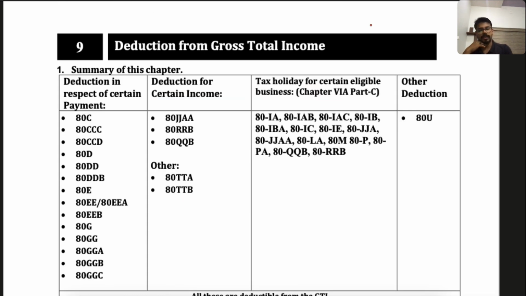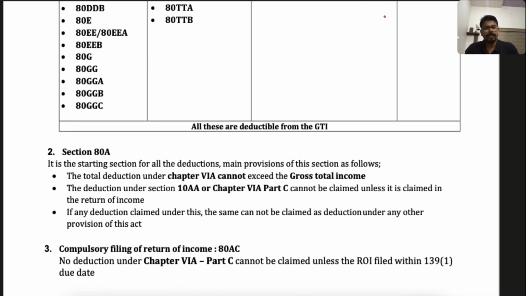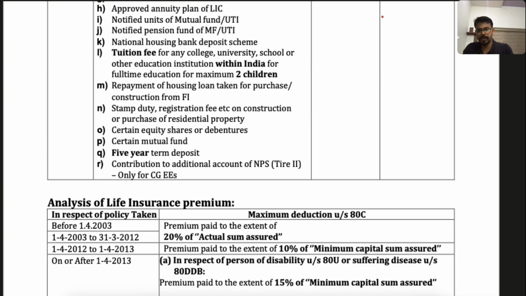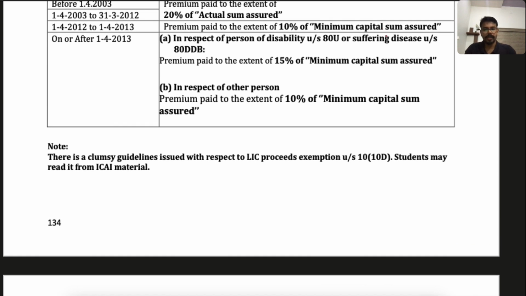Okay. And then in case of deduction from gross total income, there are not many amendments, but as I told you, there is the 10(10D) computation. That's a messy computation. So if anybody wants to refer to that computation, you can refer to the ICAI material, because I'm not going to waste my time on that. It's a huge computation, but I don't think they will be asking for 8 marks or 10 marks from that single topic. I think it will be a waste of time for that 10(10D) computation.